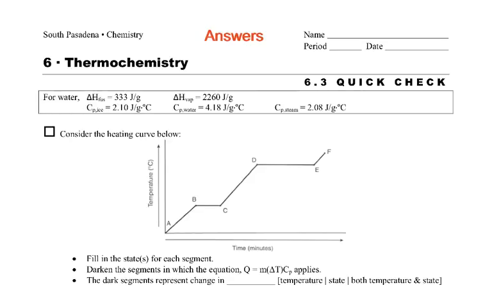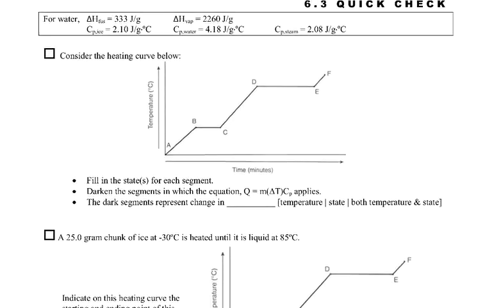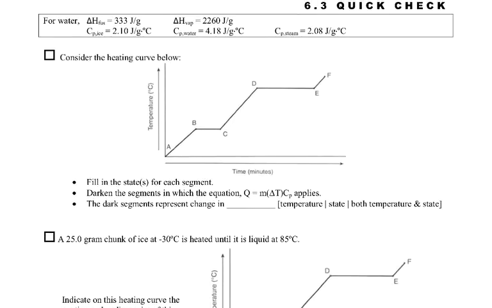The 6.3 quick check has to do with the heating curve and combining the two different kinds of changes that might occur for a substance. So we're starting off here. Notice that there is some information given at the top, and this information will be given to you during an exam, so you don't have to memorize this. It says consider this heating curve, fill in the states for each segment. So this you need to kind of get sorted out in your brain.